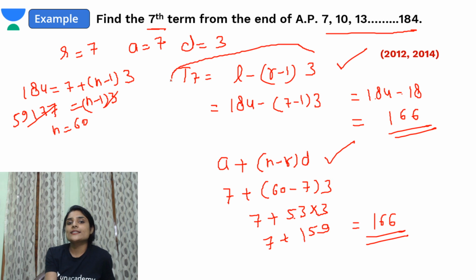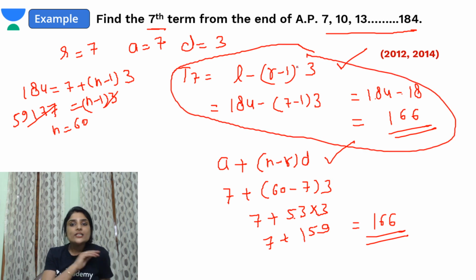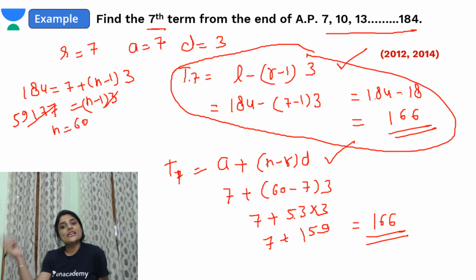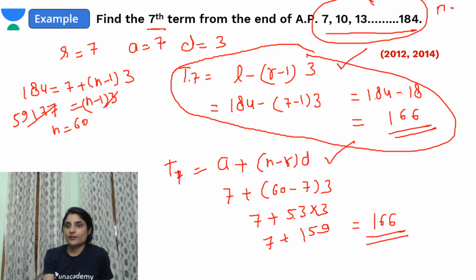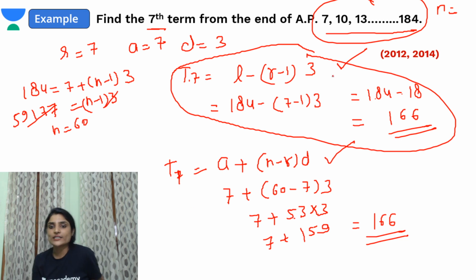See, you can calculate by using this formula also or by using this formula also. But this will be the easiest one because here you need not calculate the total number of terms. But in this formula you need to calculate the total number of terms because the formula is a plus (n minus r) into d. So for that you need to know how many terms are there in this AP, that is n. So we generally use this formula to calculate the rth term from the end. Got it everyone?